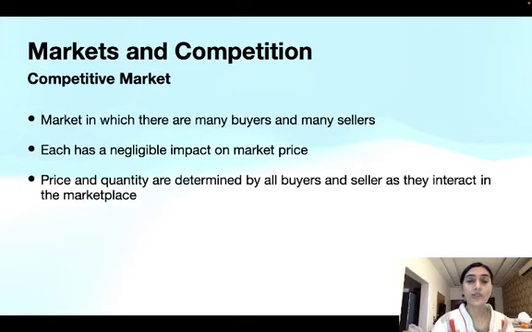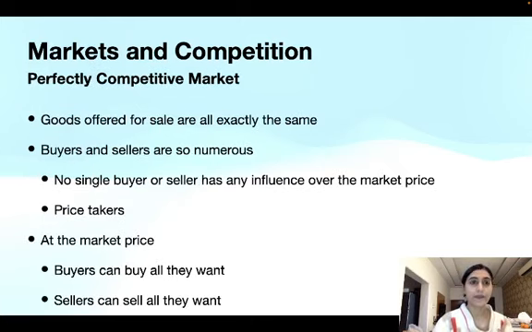Because there are so many sellers and so many buyers, the impact on the market price of a single seller and a single buyer is negligible. So one seller cannot make any difference in the market because there are too many sellers and too many buyers, and the price and the quantity are determined by buyers and sellers when they interact in a marketplace. So, what is a perfectly competitive market?